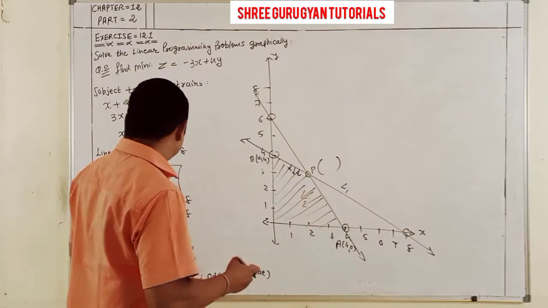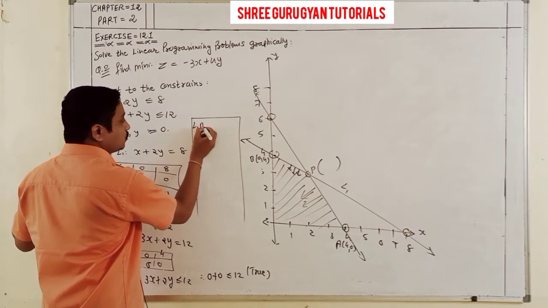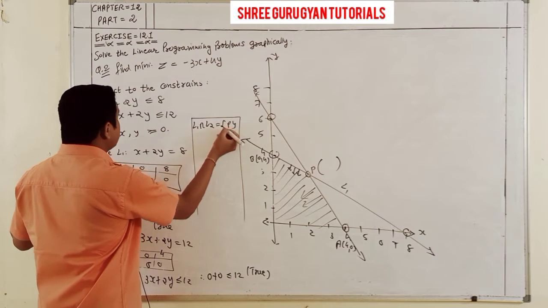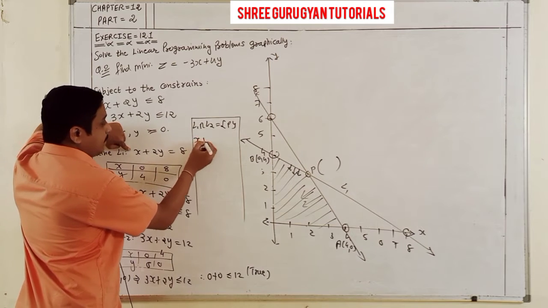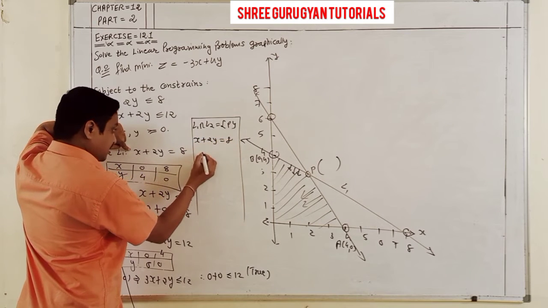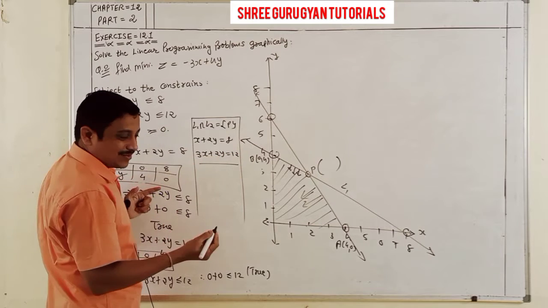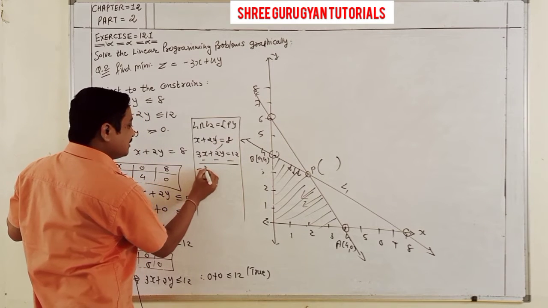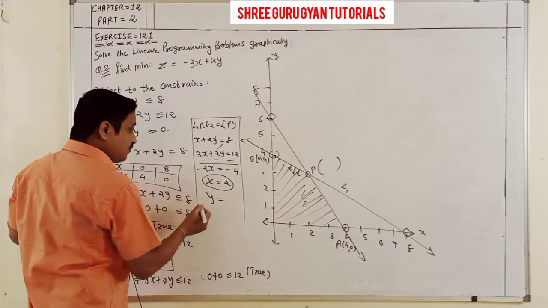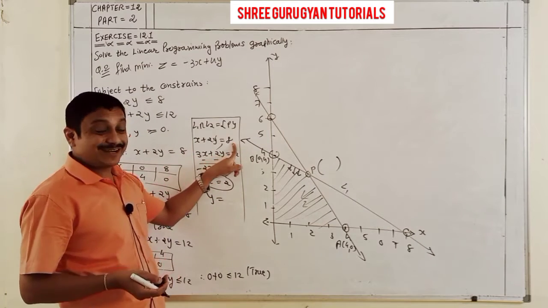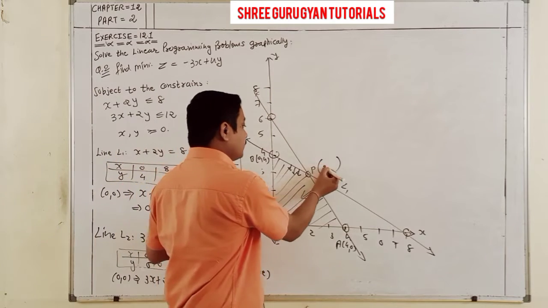So students, in the elimination method, take the intersection of L1 and L2 at the point P. This is your L1, that's your L2: x + 2y = 8 and 3x + 2y = 12. Subtracting, the 2y cancels, giving 2x = 4, so x = 2. Taking x = 2, 8 minus 2 is 6, and 6 by 2 is 3, so y = 3. That is (2, 3).